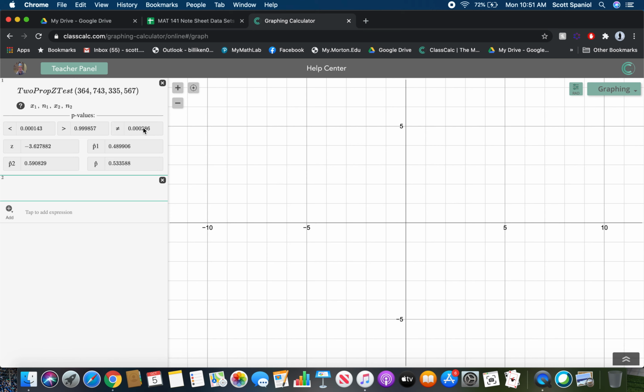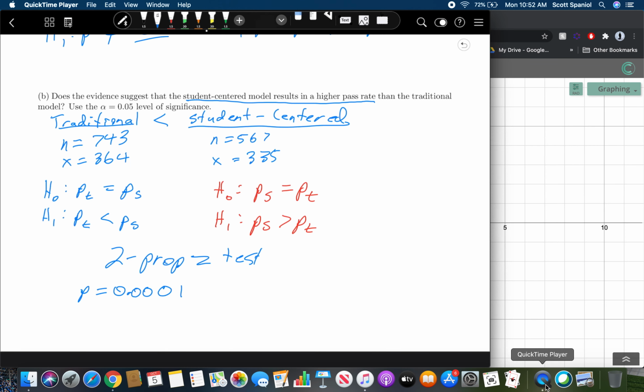And then it gives us our 3 p-values, and you have to pick the one that matches your sample. So in this case, we were doing this one right here, right? We were doing less than, was the one we chose to do. So that means our p-value is p equals 0.0001. Okay, so that's the p-value we got from the calculator.